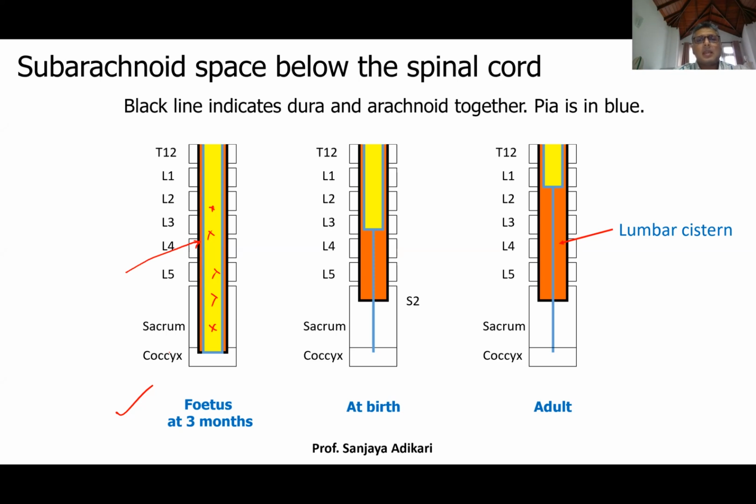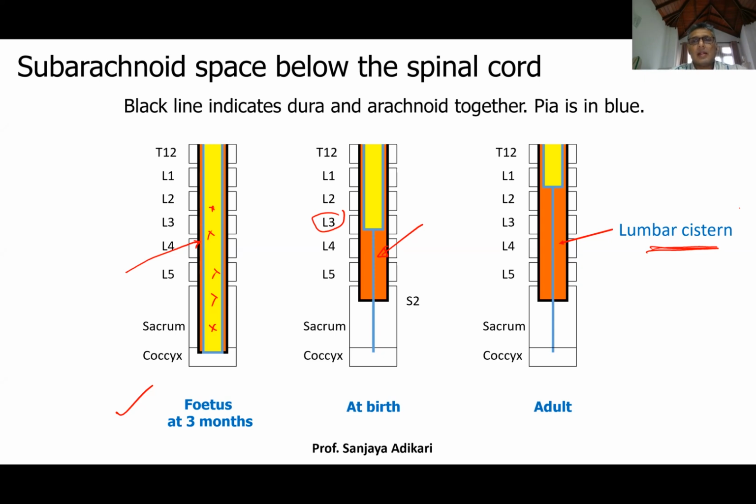So what happens is, in a newborn, in an infant, the spinal cord is shorter compared to the length of the vertebral canal. It ends somewhere at the L3 level, as you can see here. Below that you get a fairly large space of subarachnoid space. That space is called the lumbar cistern. These enlarged spaces in the subarachnoid space are called cisterns. There are cisterns in the cranial cavity also; I'll show you some of them. So here also you get a cistern in the subarachnoid space. You call it the lumbar cistern.